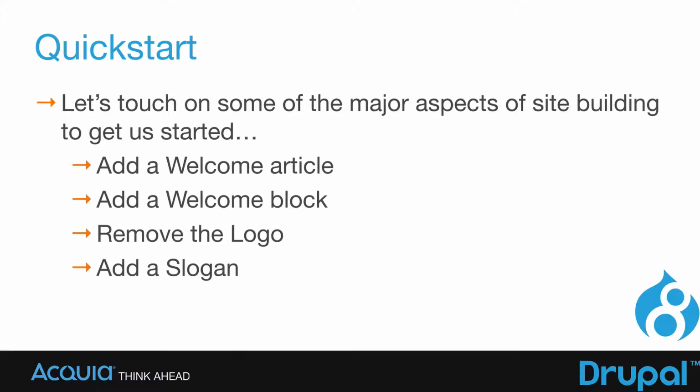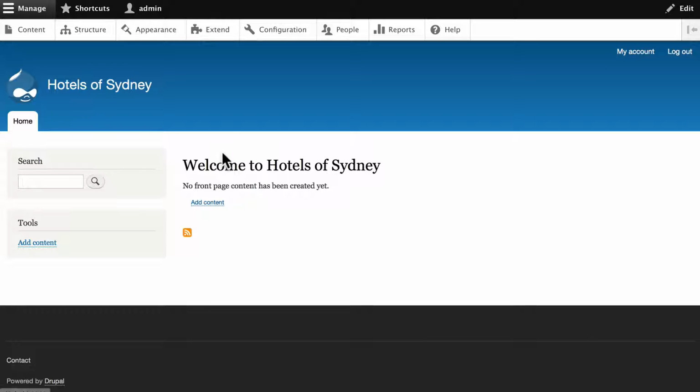In this video, we want to touch on some of the major aspects of site building. To get us started, a little quick start activity here. We're going to add a welcome article, add a welcome block, remove the logo, and add a slogan to our site. That should get us started. So back here over on my site, welcome to the Hotels of Sydney. We're going to take care of the easiest one first.